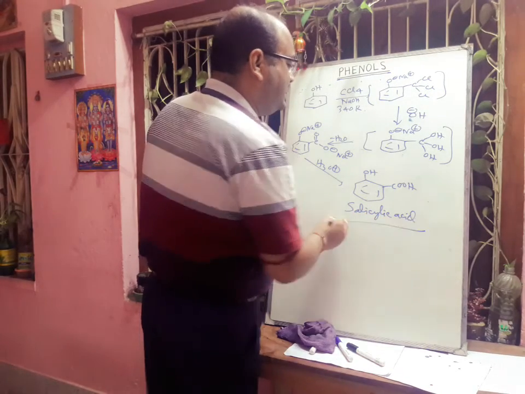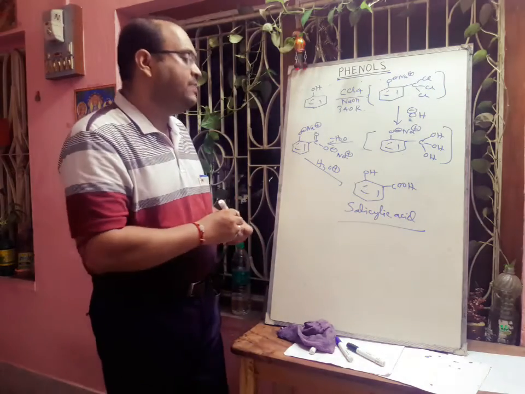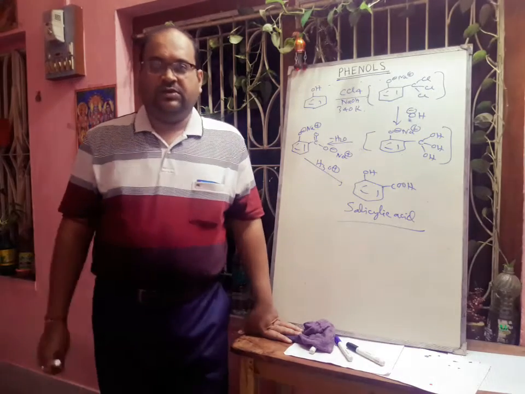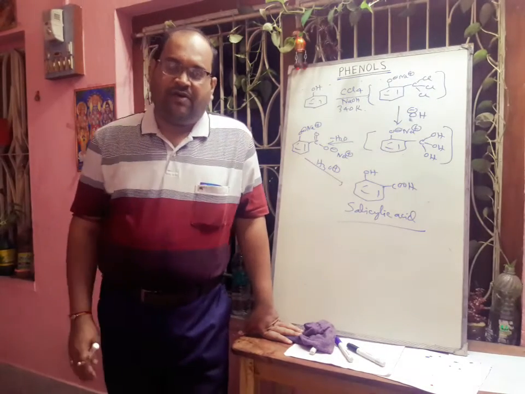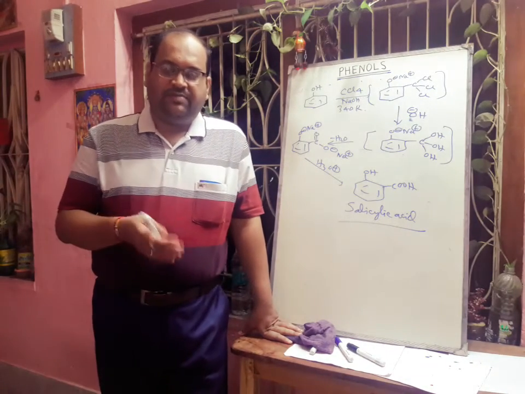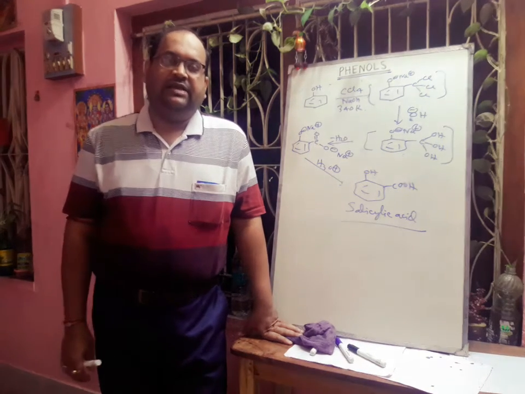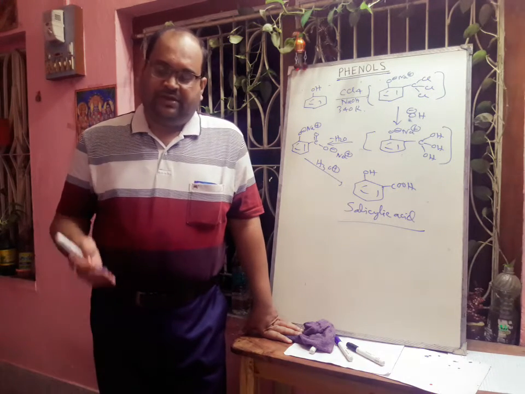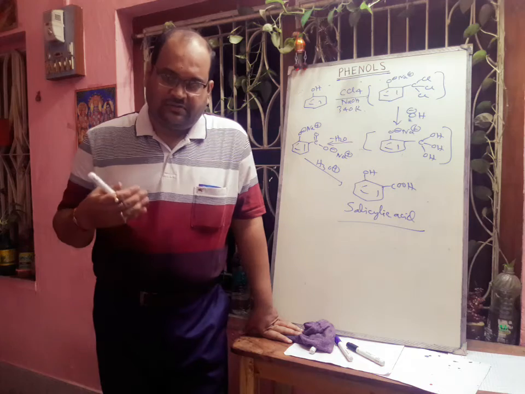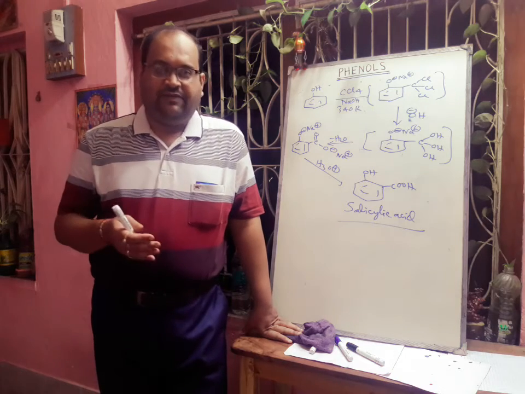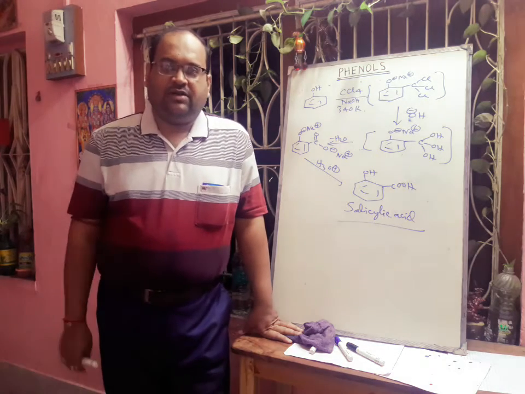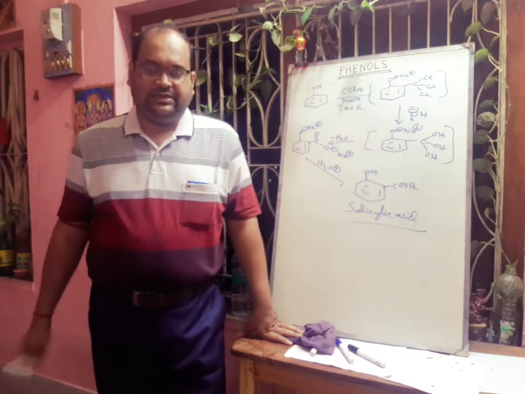So these two reactions are very important. Here also we will get the ortho product as major. So whenever we take chloroform with phenol in the presence of NaOH, we get salicylaldehyde. But if we change chloroform to CCl4, then we will get the corresponding acid, that is salicylic acid.